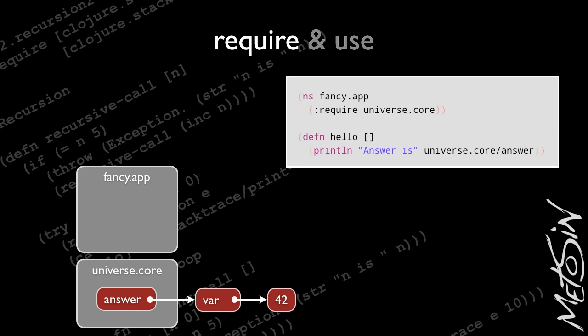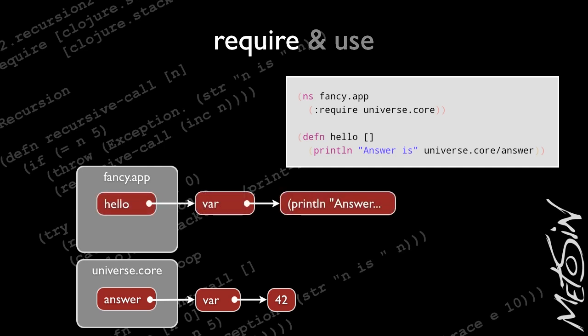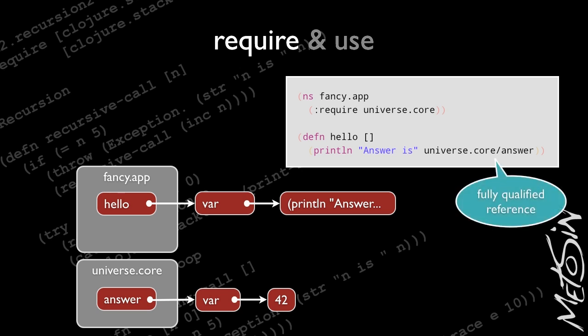So there, now it's in memory. Then we define a symbol hello, and we declare some function that prints some answer from the universe.core. So this is how you require another namespace. As you noticed, we used fully qualified reference. These are called fully qualified references when you specify the full namespace / the symbol name. And this is the simplest way to do.